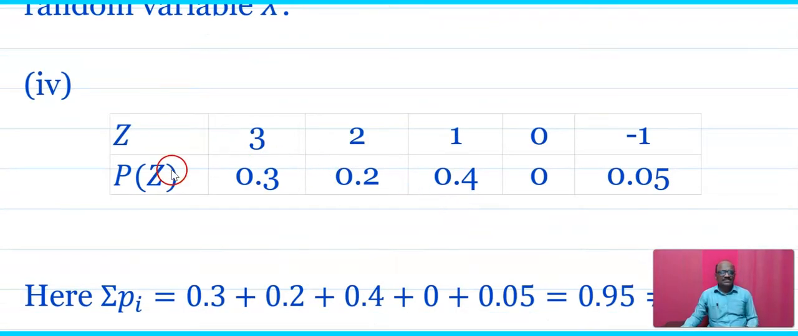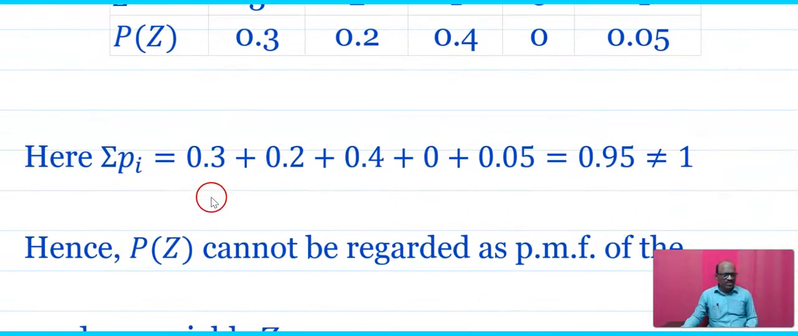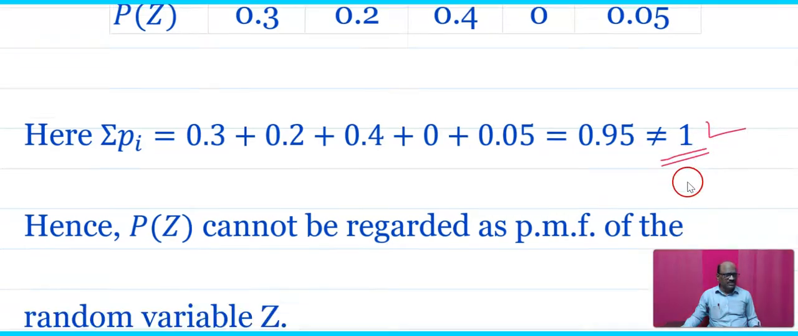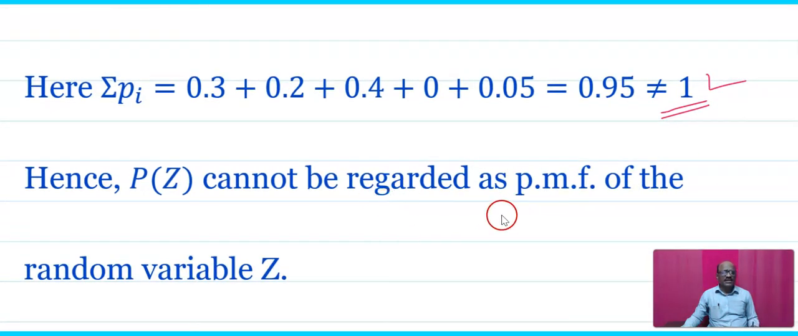Next, Z takes the values 3, 2, 1, 0, minus 1 and their probabilities are given also. What about their sum? Their sum is 0.3, 0.2, 0.4, 0, 0.05, which is equal to 0.95, and that doesn't equal 1. And hence P of Z cannot be regarded as the PMF of the random variable Z.